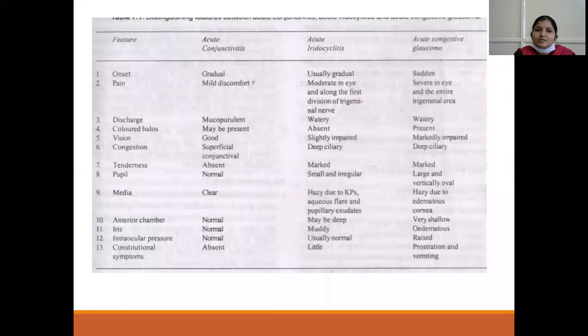The onset here is gradual, whereas in glaucoma it is sudden. The pain is mild in conjunctivitis, moderate in iridocyclitis, and marked in glaucoma. Discharge is mucopurulent in conjunctivitis, watery in both iridocyclitis as well as glaucoma. Colored halos are present in conjunctivitis and glaucoma, but they are absent in iridocyclitis.